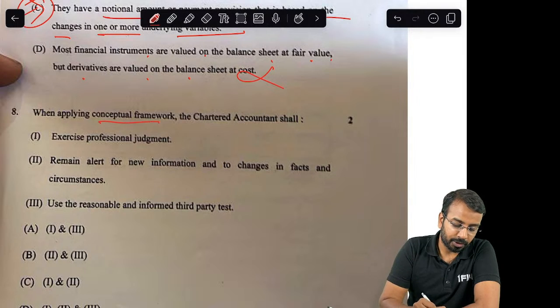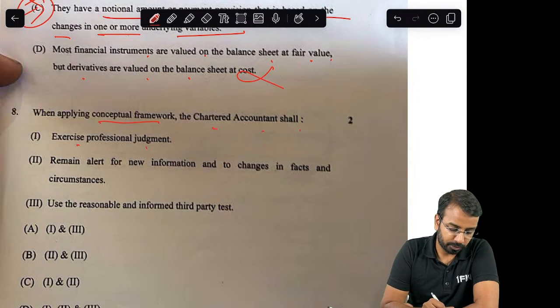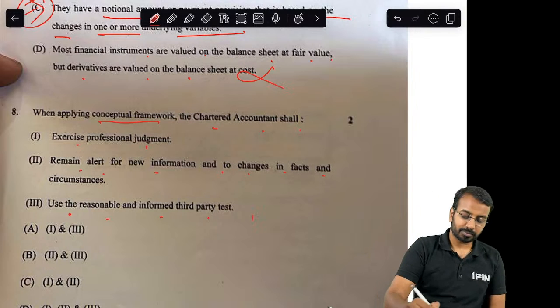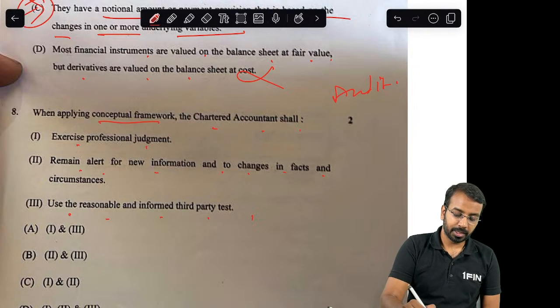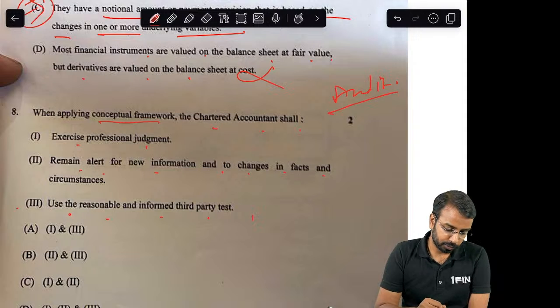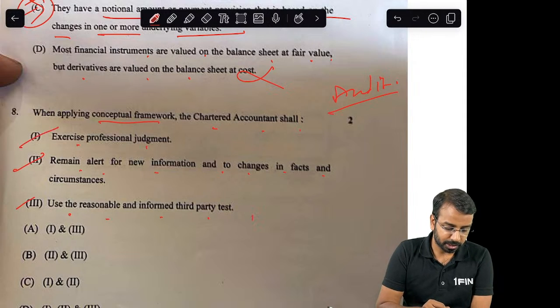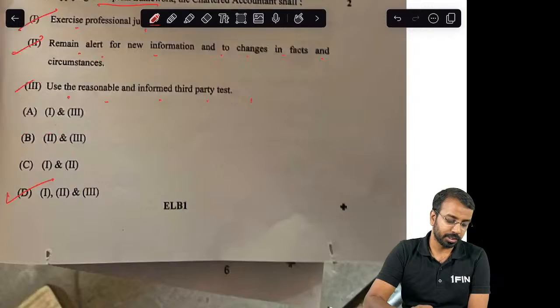While applying conceptual framework, chartered accountants shall exercise professional judgment, remain alert for new information and to changes in facts and circumstances, use the reasonable and informed third party test, right? So this you would have learned in audit as well, right? So will you use this? Yes. You will remain alert? Yes. You will exercise professional judgment? Yes. So option D.